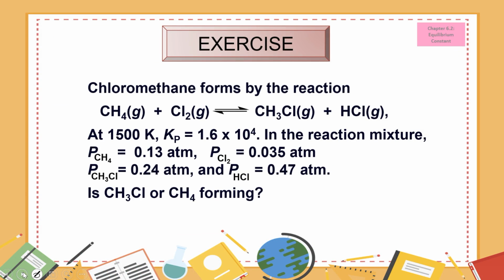Right, so one more question here. Given the chloromethane formed by the reaction here, we are given the Kp value, and in the reaction mixture these are all the partial pressures for each of the gases. CH3Cl is the product, and CH4 is the reactant. In other words, this question asks you the direction of the equilibrium. So what should we do?